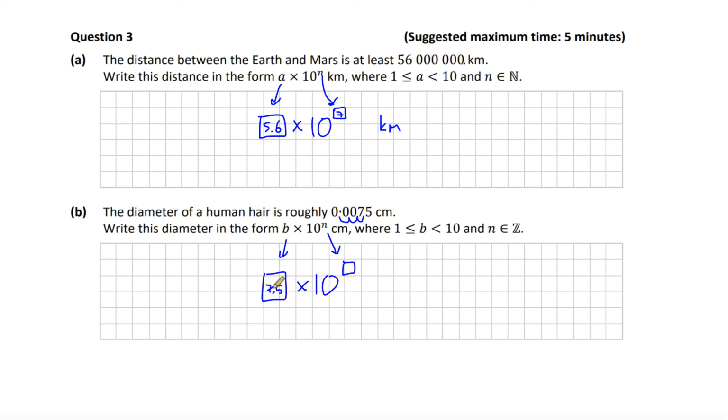if you were trying to get from 7.5 back to 0.0075, you would actually divide it by 10 a number of times, or 3 times. So dividing by 10 is the same as multiplying by 10 to the minus 1. So if you're dividing by 10 3 times, it's the same as multiplying by 10 to the minus 3. So that's the standard form there. 7.5 by 10 to the power minus 3 is actually the same number as 0.0075.